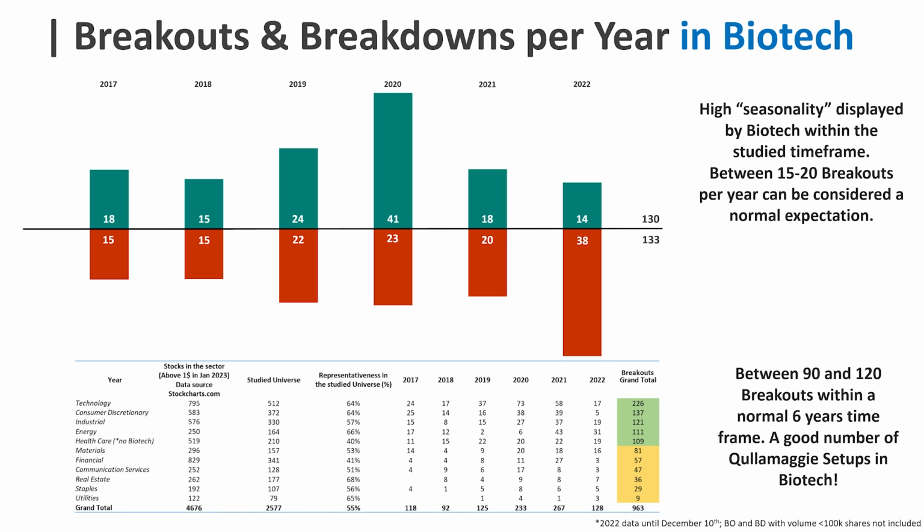When we compare the number of breakouts with the main data sets and the data collected per sector, not per industry, but per sector, what we see is that if we consider a 6 years time period, a normal should be 90 to 120 breakouts, and that will mean that biotech industry is creating more breakouts than 6 other sectors on the market. So a good number of Qullamaggie setups in biotech.